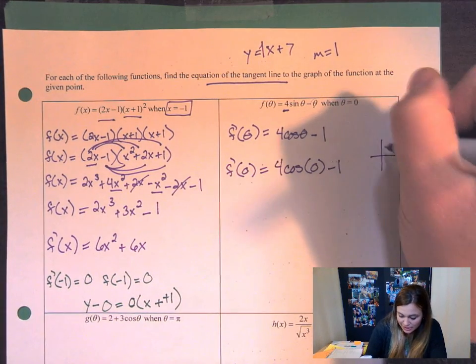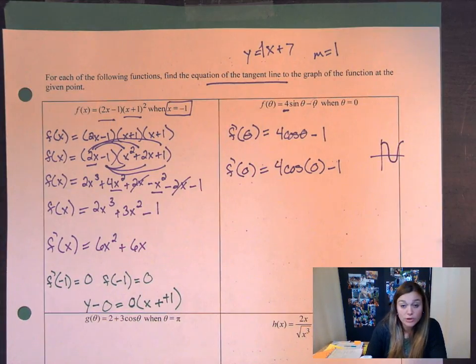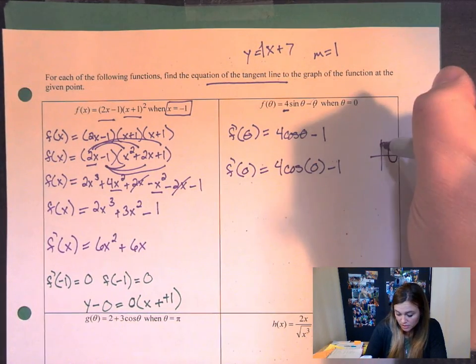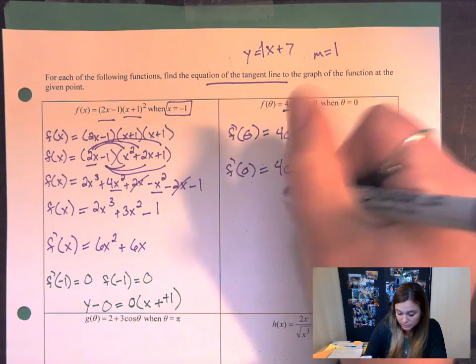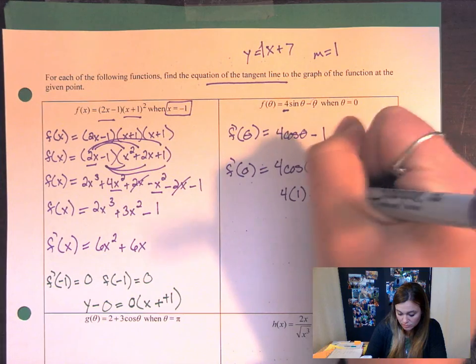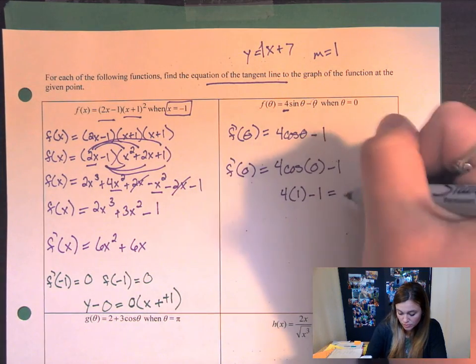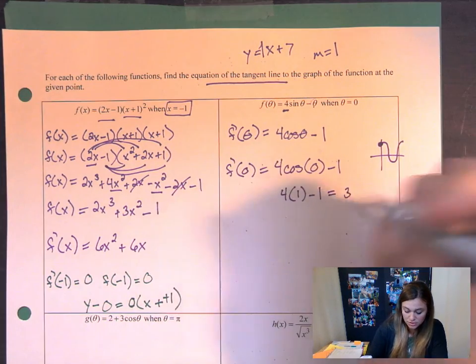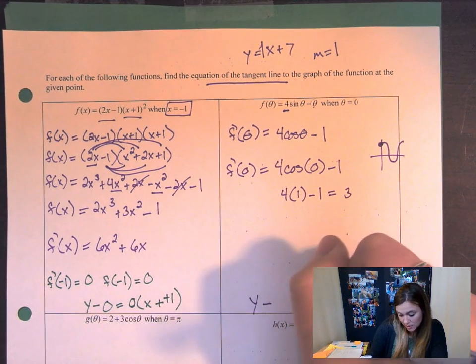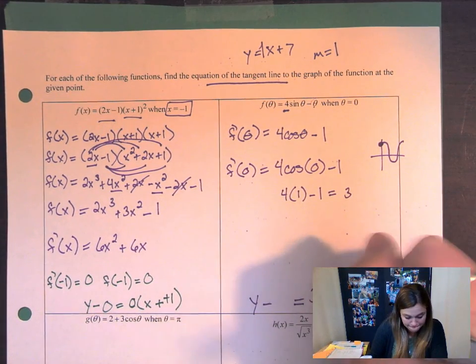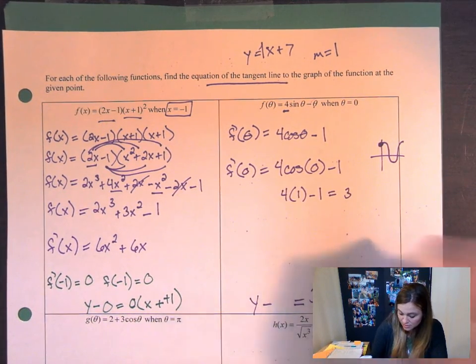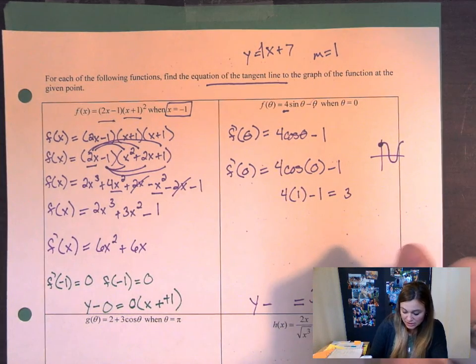Cosine of 0, the way that I think about this is I think about the cosine curve in my head. Cosine of 0 is 1, so I've got 4 times 1 minus 1. 4 minus 1 is 3. So now if I did this, y minus y1 is equal to m times x minus x1. I also know my x1 is just 0.